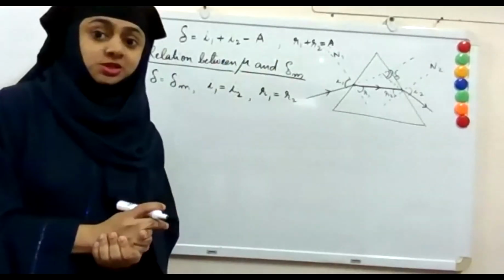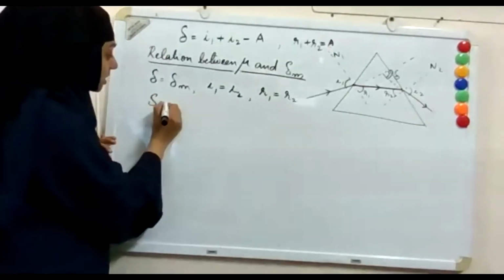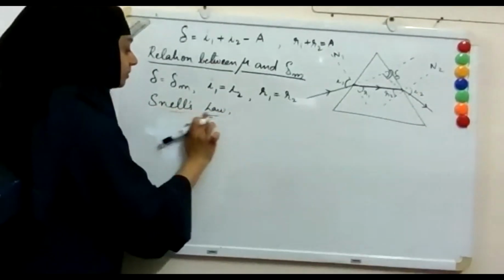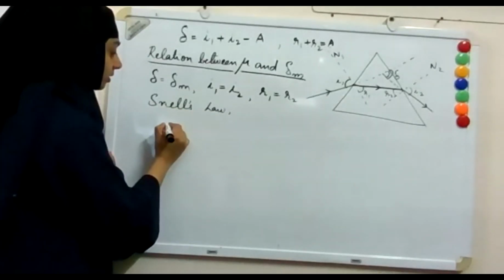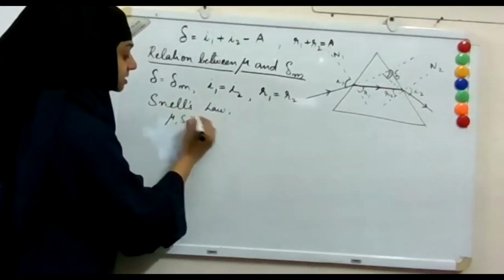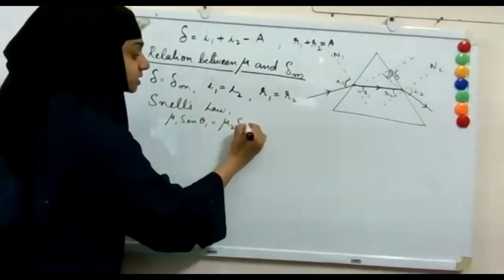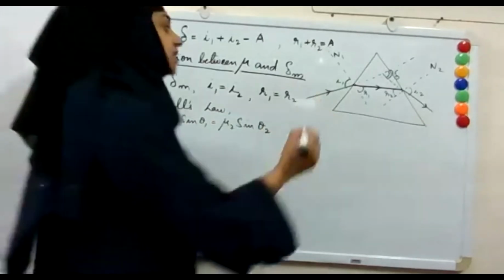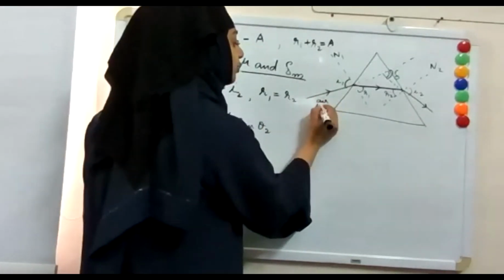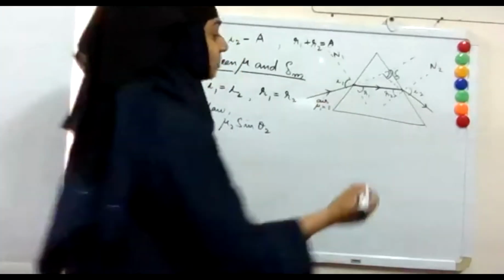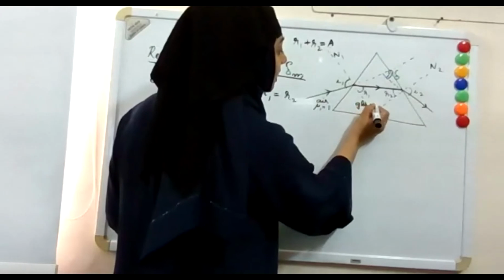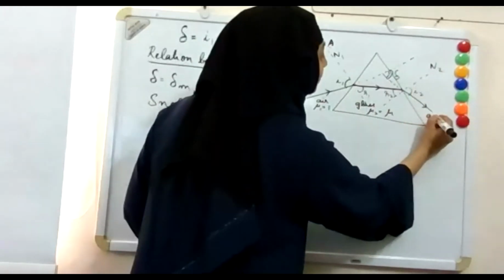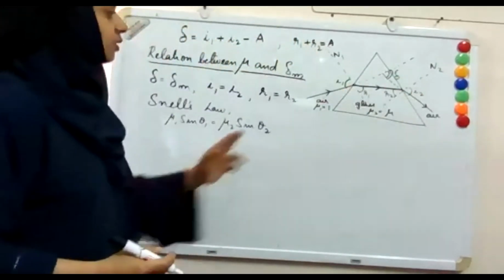Can you tell me what is Snell's law? The generalized Snell's law? Mu1 sin theta 1 is equal to mu2 sin theta 2. So here mu1 is the refractive index of the first medium. The first medium is air, so mu1 will be equal to 1. And the second medium is a prism, made of glass having refractive index mu. And the third medium is again air, therefore the refractive index will be 1 again.